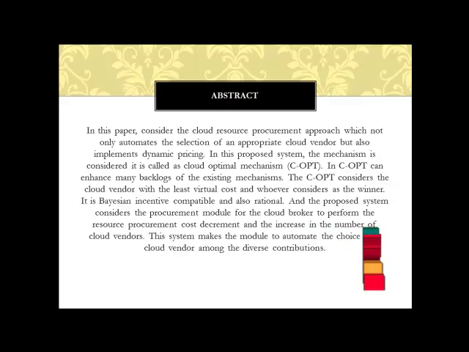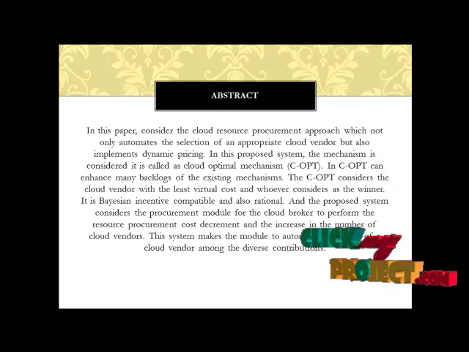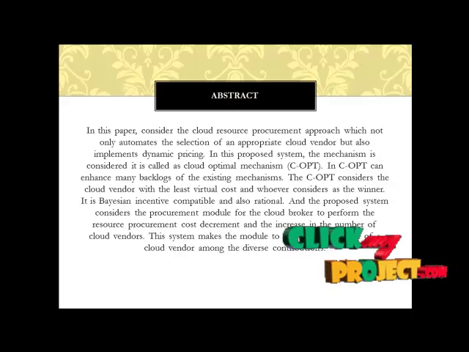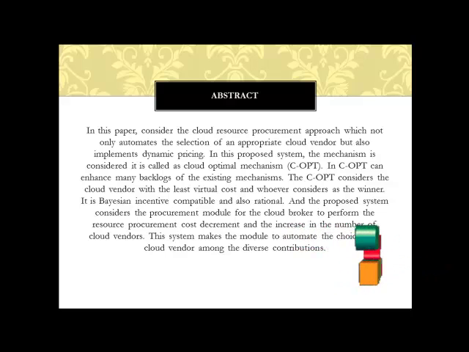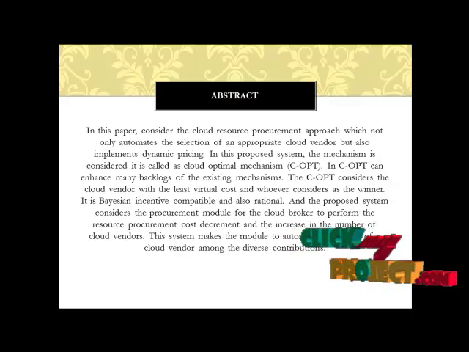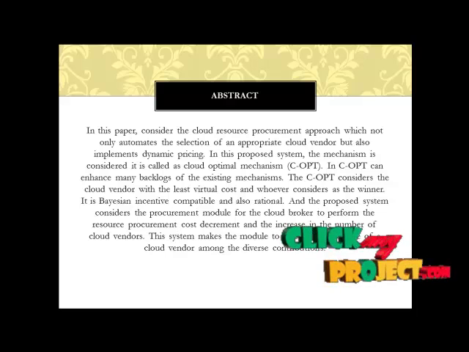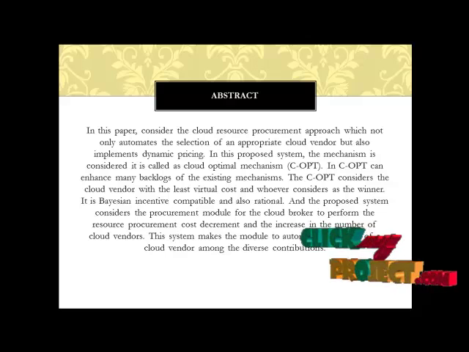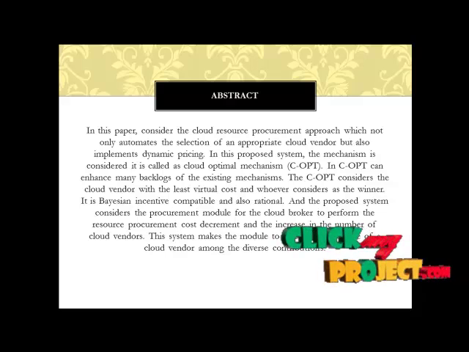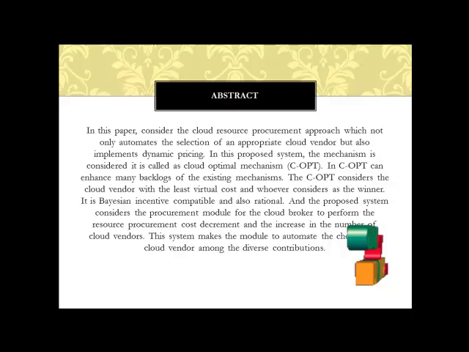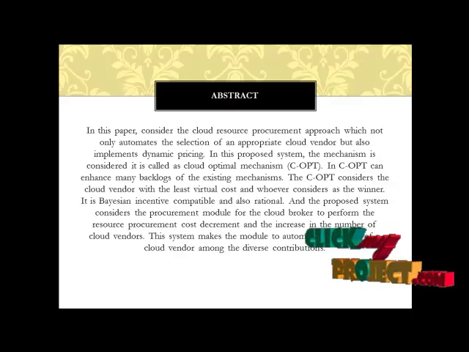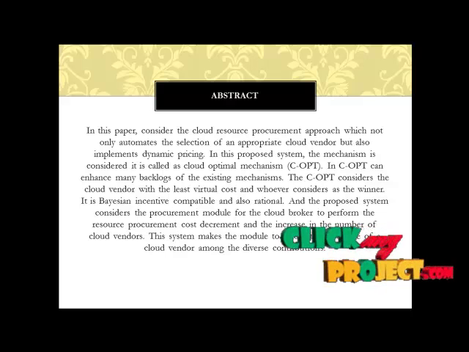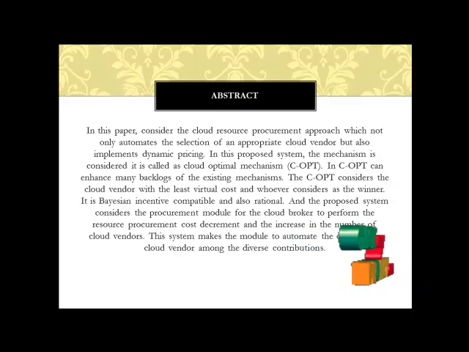Now I am going to explain the abstract. In this paper, we are considering a cloud resource procurement approach, which not only automates the selection of an appropriate cloud vendor but also implements dynamic pricing. In the proposed system, we are considering a mechanism called Cloud Optimal Mechanism. This system automates the choice of cloud vendor among the diverse contributions.